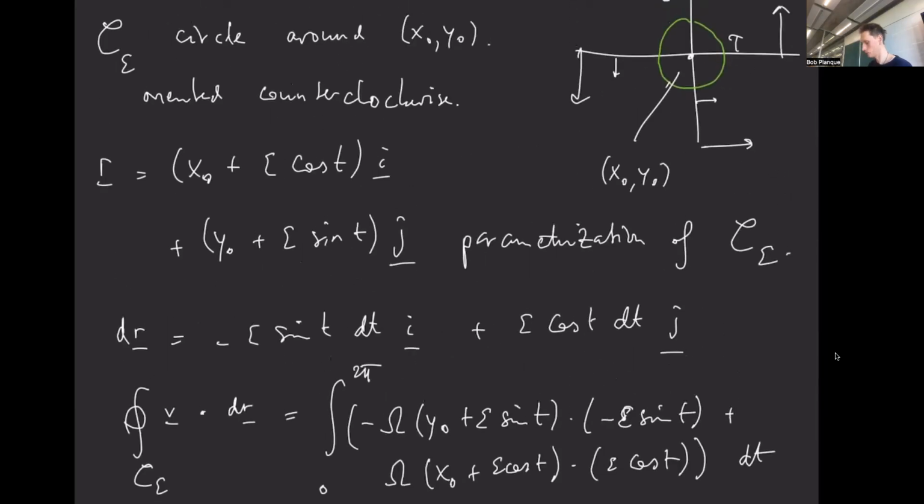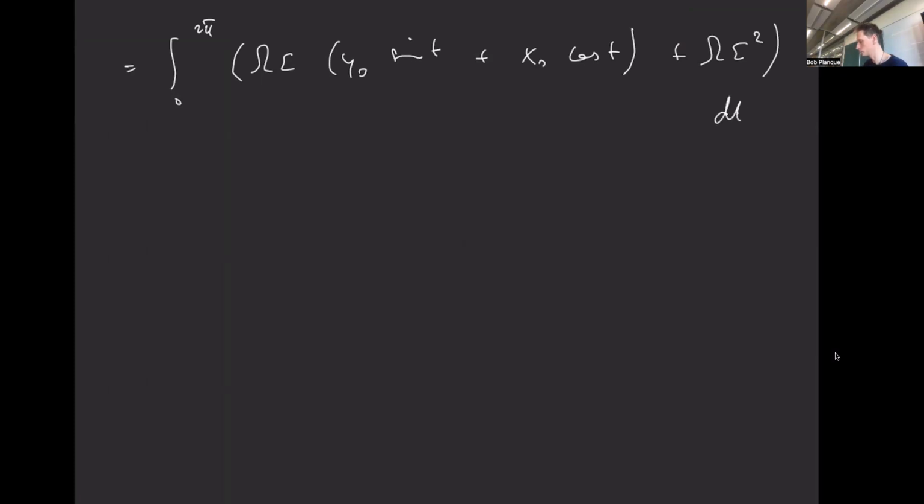All right. So you work that out. Some of these things remain. Some of the cosine squares and sine squares actually disappear because they are 1. And so this is the integral from 0 to 2 pi of omega epsilon times (y naught sine t plus x naught cosine t plus omega epsilon squared) dt.